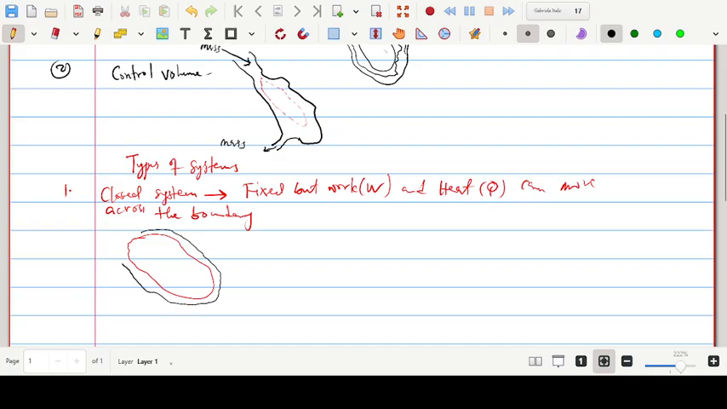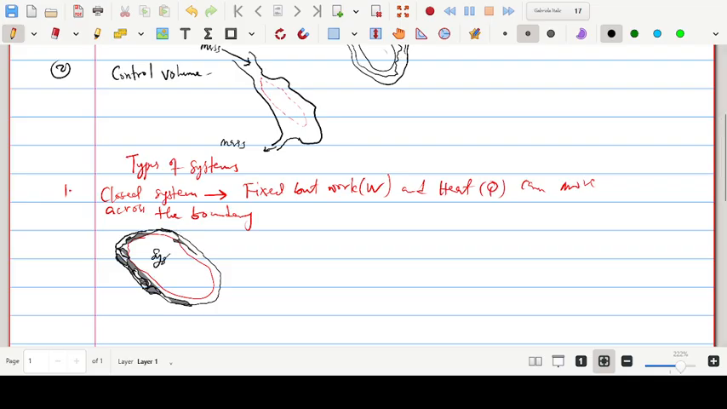Okay, so this is the system itself. Is that okay? This is the system. All these places that I'm covering now, they are the surroundings. These are the surroundings. I hope that is clear. Okay, so here there is a fixed mass.